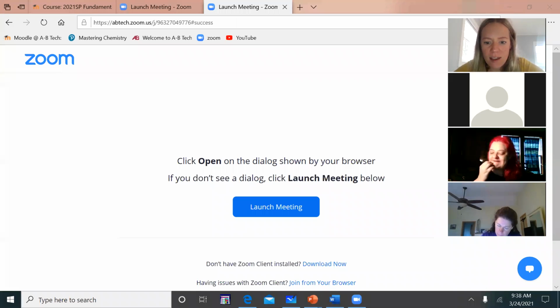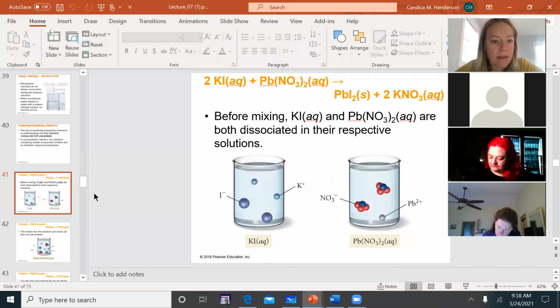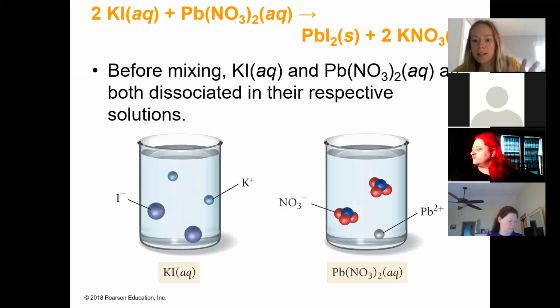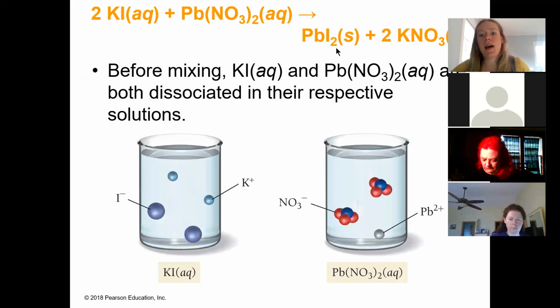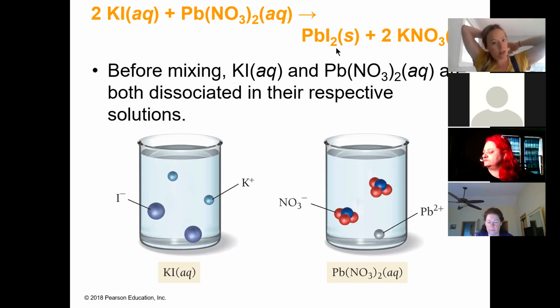Okay, so let's finish up chapter 7 on chemical equations. Hopefully right now we're good-ish on balancing chemical equations. You've got to do some practice on your own, but we've done the first part. Now we're going to talk about different types of chemical equations.